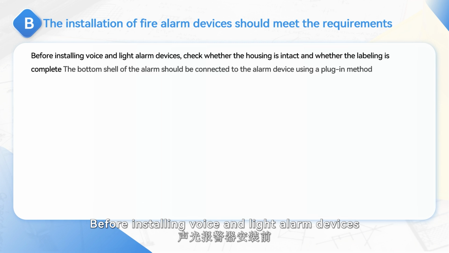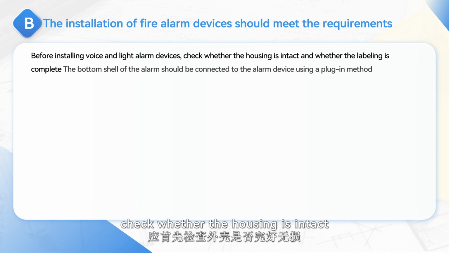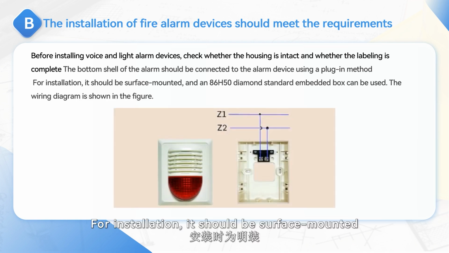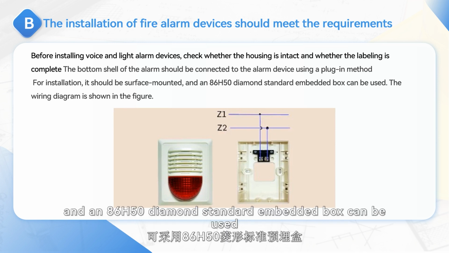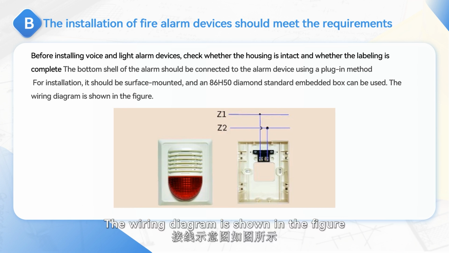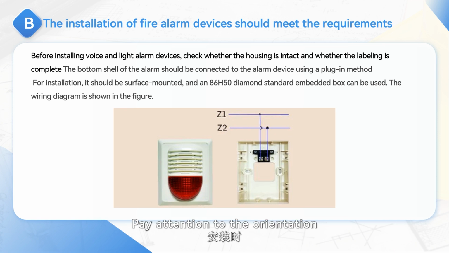Before installing voice and light alarm devices, check whether the housing is intact and whether the labeling is complete. The bottom shell of the alarm should be connected to the alarm device using a plug-in method. For installation, it should be surface-mounted, and an 86H50 diamond standard embedded box can be used. The wiring diagram is shown in the figure. Pay attention to the orientation of the bottom shell during installation.